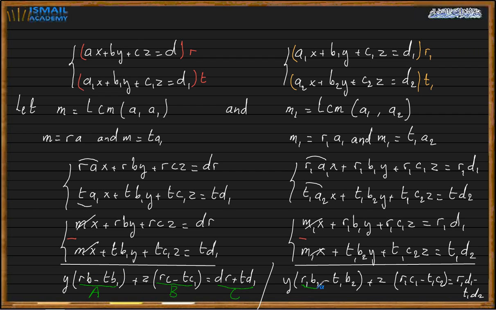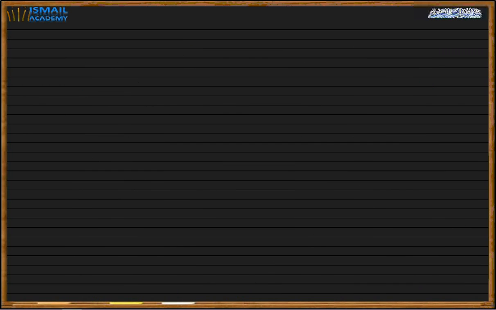The same thing here, I will name this one capital A1, this is capital A2, B2, B1, and this is capital C1. In that case, my system will be very, very simple. So now I will have a new system, which is AY plus BZ equals C, and A1Y plus B1Z equals C1. So why did I choose those as numbers?